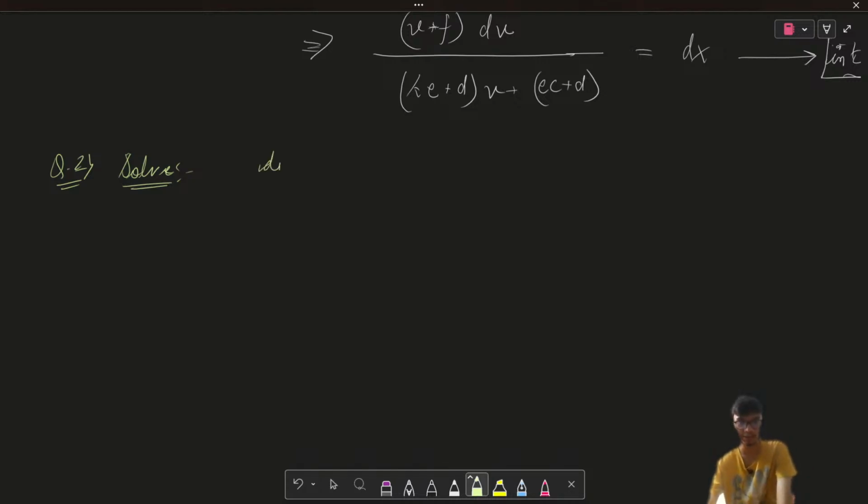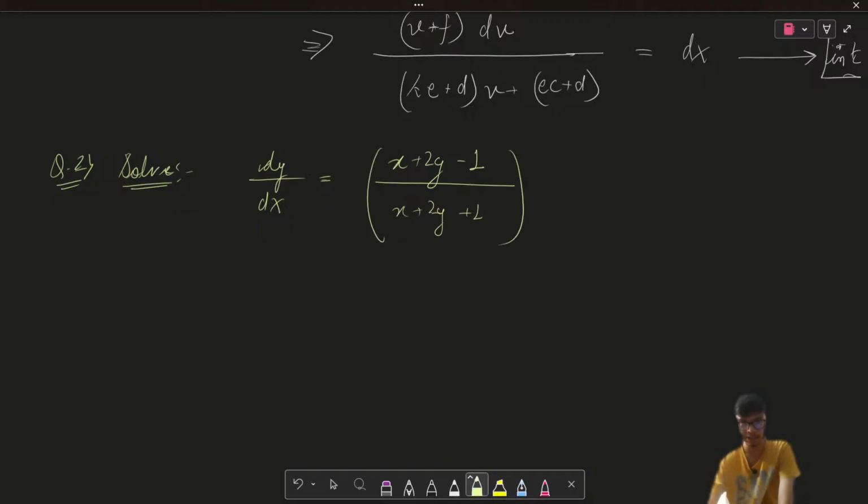I have the following differential equation, given as dy upon dx is equal to (x plus 2y minus 1) over (x plus 2y plus 1). This is a non-homogeneous form of differential equation where the ratio a upon d is equal to b upon e, constant, from the previous example that I discussed in type 2. Please try to solve this problem and tell me the answer.